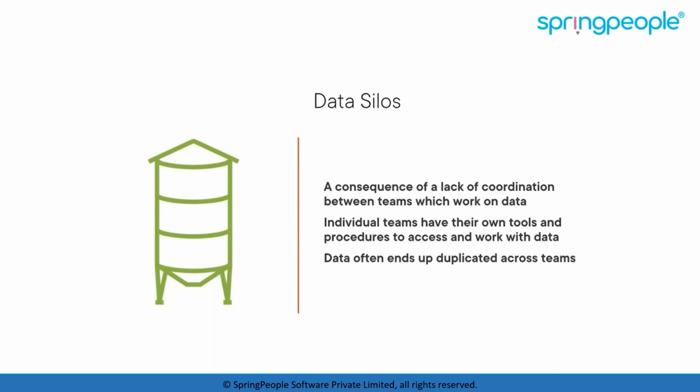The same copy may also be available in the CRM team. The same copy is also available in some vendors' team. So there is a clash, but all these copies are individual. They don't have any coordination between these copies of the data. They have their own tools and procedures to access the data here. And sometimes it will end up as duplicates also.